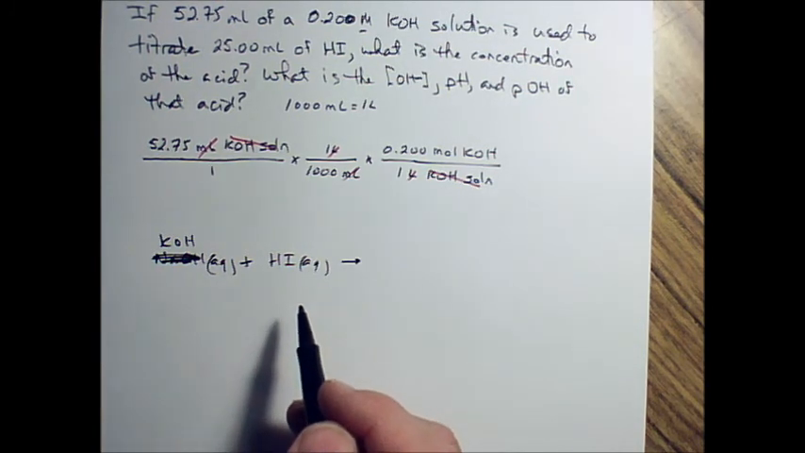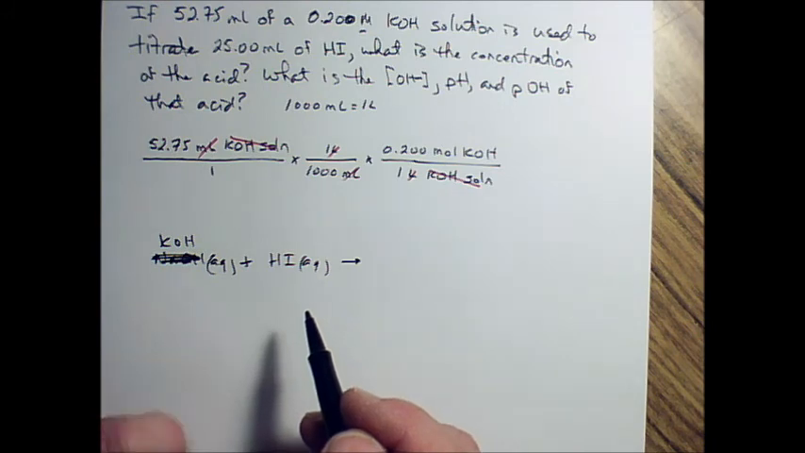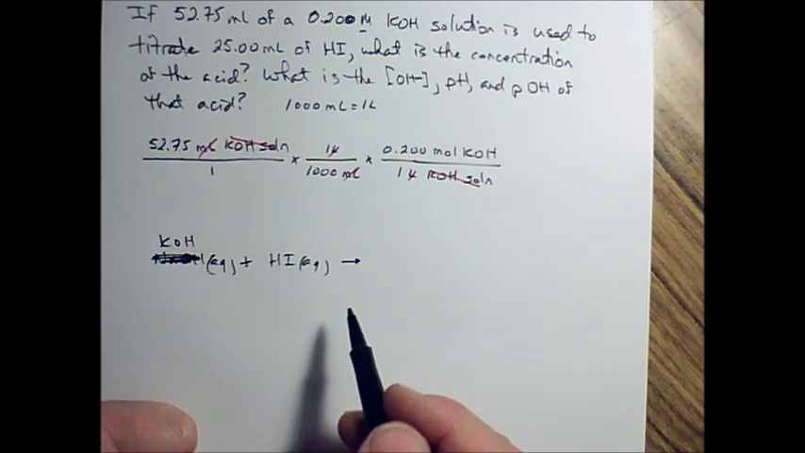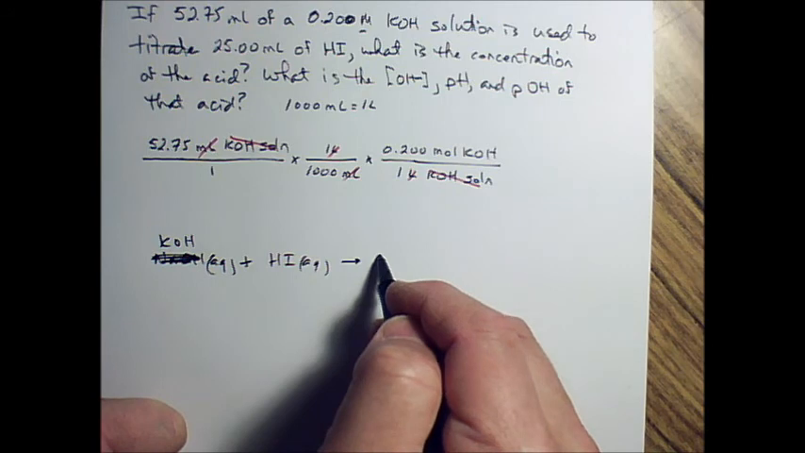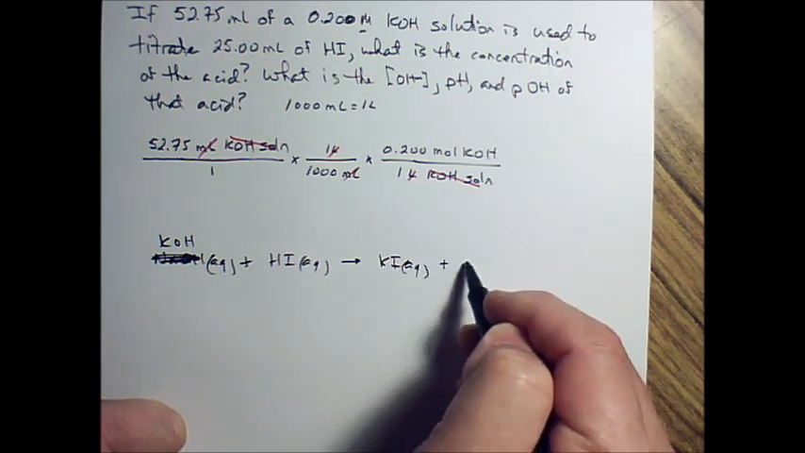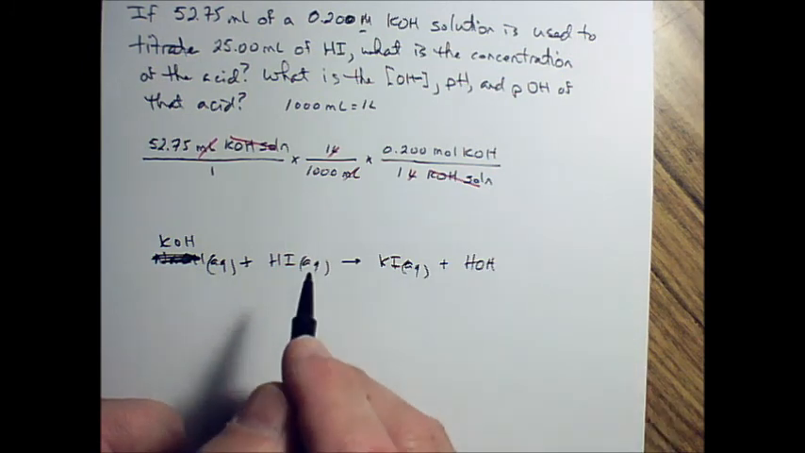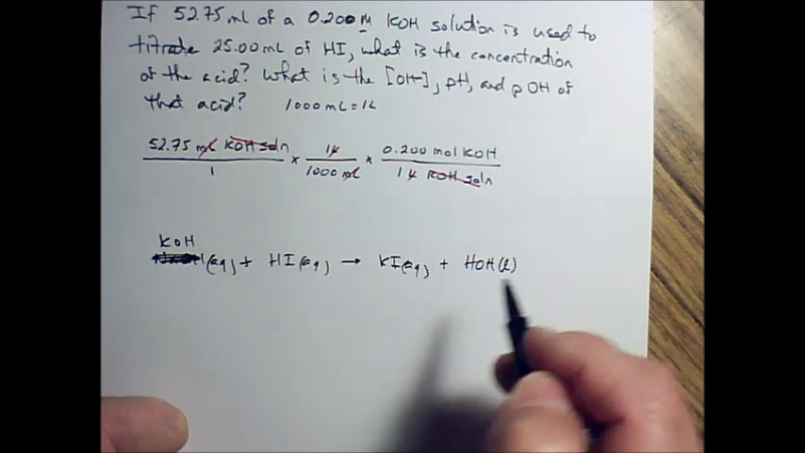And so what kind of equation do I have? What's the classification of the equation? That would be a double replacement. It's a double replacement reaction. So you would end up with water and KI, and then HOH. In what physical state is HOH? What is that listed as? Liquid.